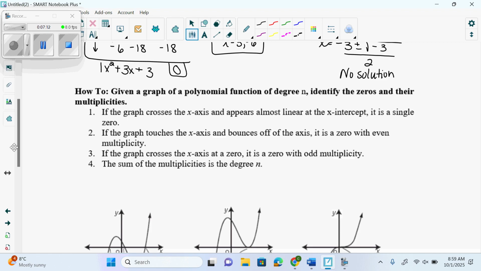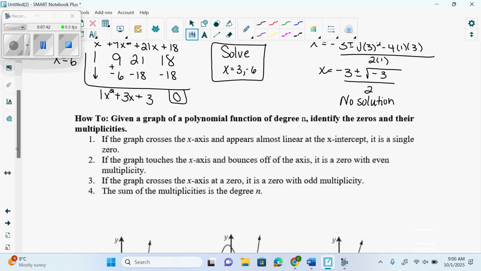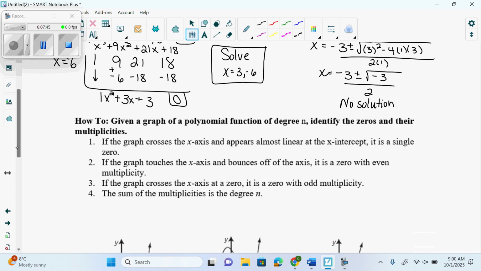So here it says, if the graph crosses the x-axis and appears almost linear at the x-intercept, it is a single zero. I would highlight this. So for example, look at this. This goes straight through, goes straight through. These are zeros of multiplicity 1. You don't have to write multiplicity 1 if it happens once. So in the previous example, we had x equals 3 and negative 6. These would both be multiplicity 1 because they go straight through. So that's why I didn't have to write anything. Okay?